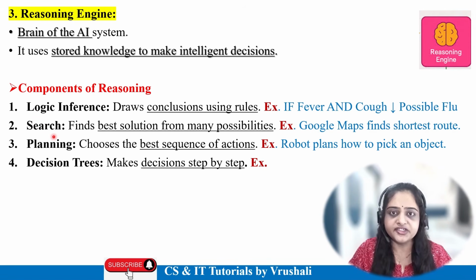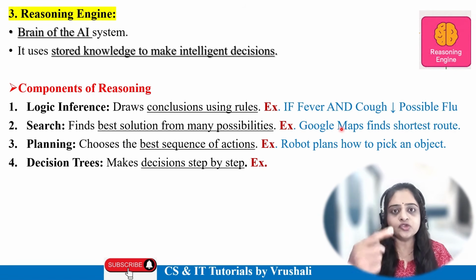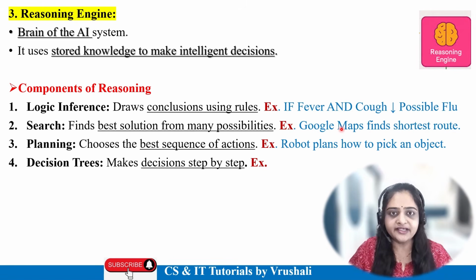Next is search. We are all familiar with this. Search means finding the best solution among many possibilities. The best example is Google Maps. If you enter source and destination, Google Maps finds the best, shortest path for you, right? Next one is planning. Planning means choosing the best sequence of actions. For example, a robot plans how to pick an object. There are proper steps, a proper algorithm behind it, right?